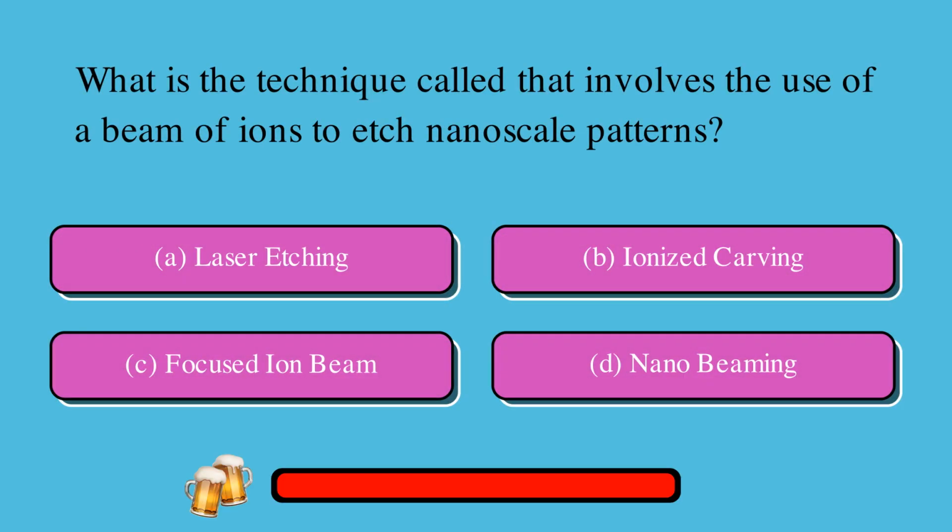What is the technique called that involves the use of a beam of ions to etch nanoscale patterns? A. Laser etching, or B. Ionized carving, or C. Focused ion beam, or D. Nanobeaming? The correct answer is C. Focused ion beam.